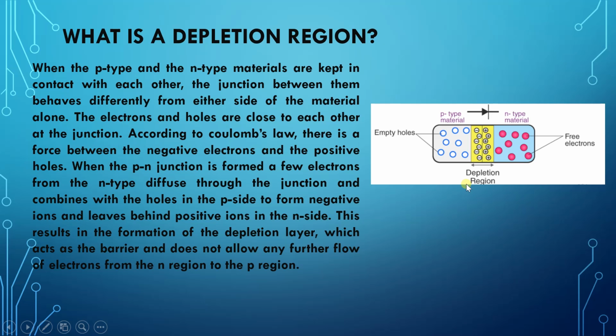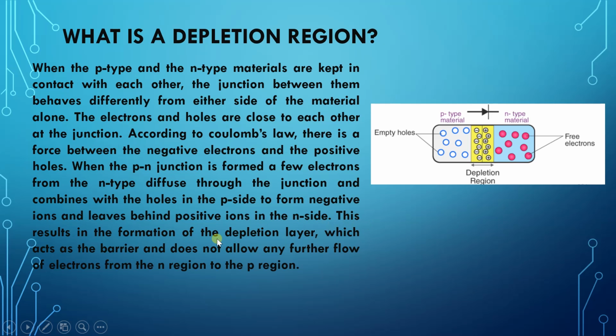When the PN junction is formed, a few electrons from the n-type diffuse through the junction and combine with the holes in the p side to form negative ions, as shown here in the blue region. These are the negative ions which are formed on the p-type side. Similarly, positive ions are formed on the n-type, as the electrons combine with the holes in the p-type to form negative ions and leave behind the positive ions in the n side.